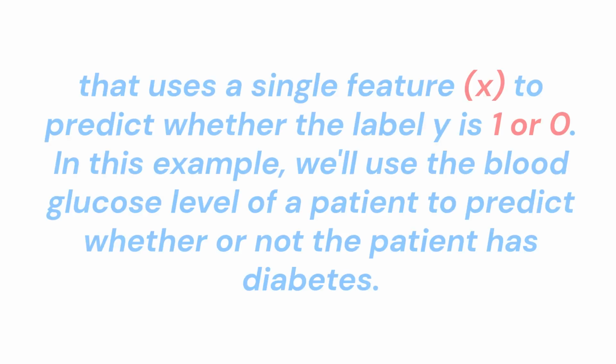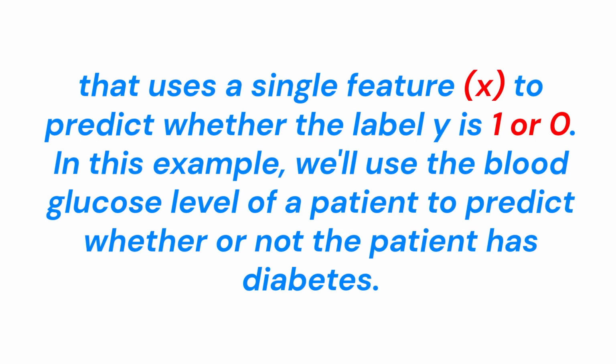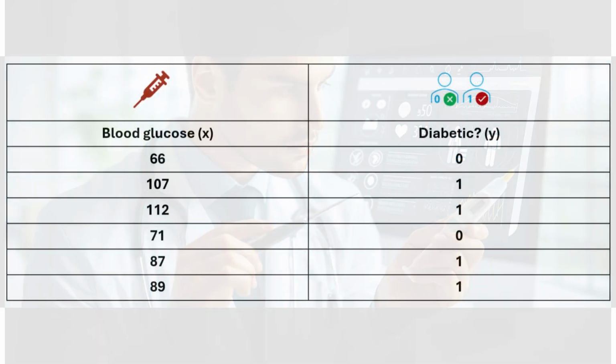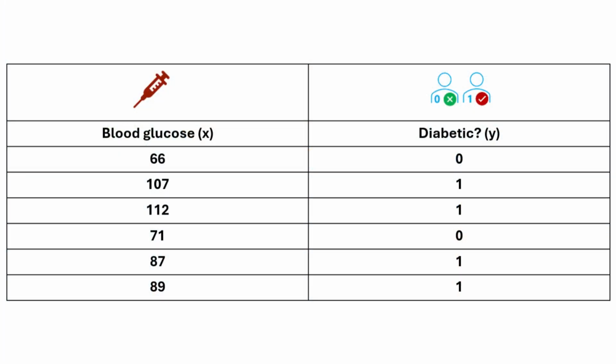Example: binary classification. To understand how binary classification works, let's look at a simplified example that uses a single feature, X, to predict whether the label Y is 1 or 0. In this example, we'll use the blood glucose level of a patient to predict whether or not the patient has diabetes. Here's the data with which we'll train the model.